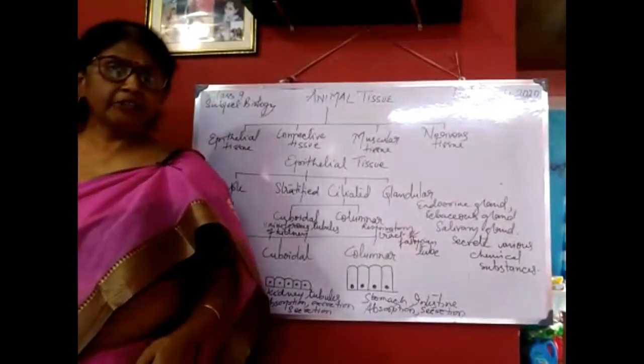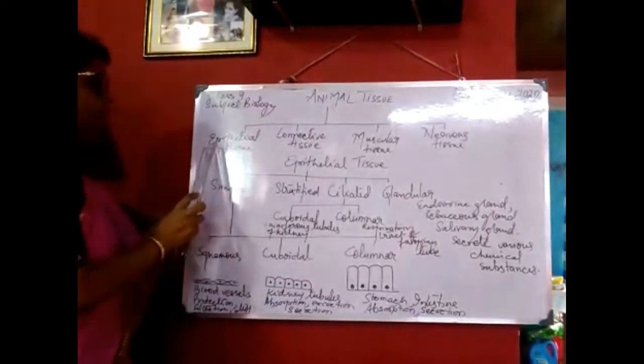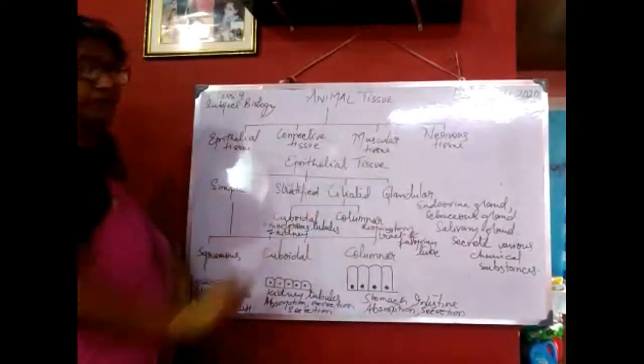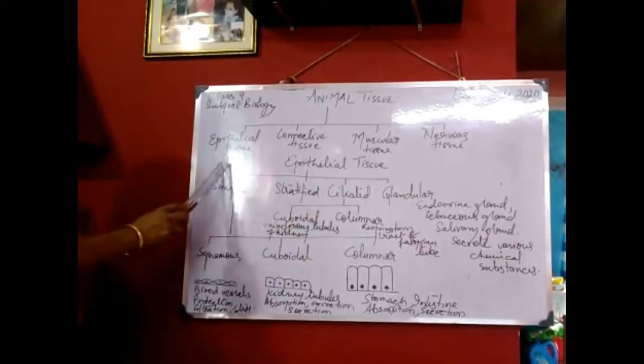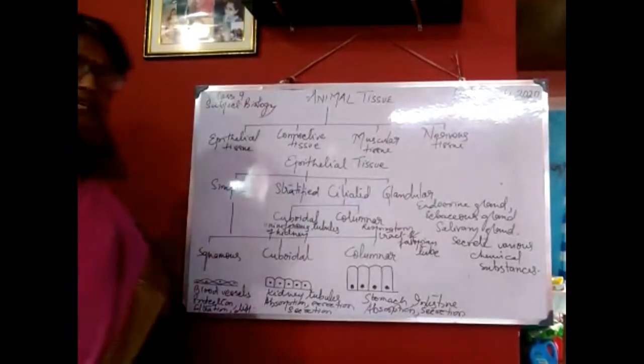Going to discuss about animal tissue. Animal tissue is classified into epithelial tissue, connective tissue, muscular tissue and nervous tissue. So first I will discuss epithelial tissue. Epithelial tissue is also known as epithelium.